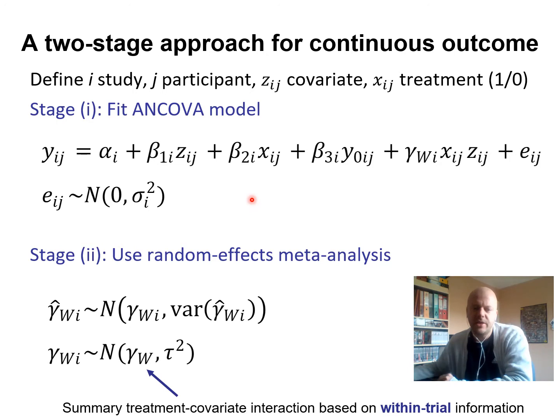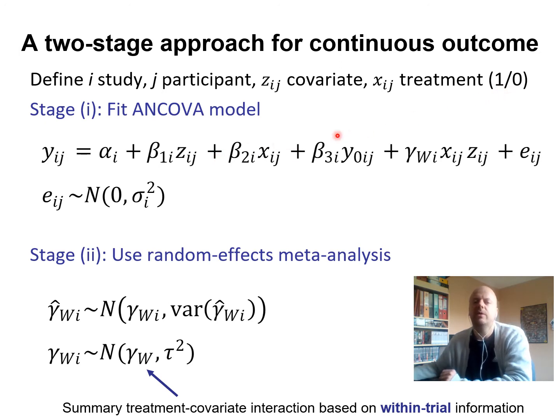So in a two-stage approach, the first stage is going to need us to estimate the interaction, so the interaction between the treatment effect and the patient-level covariate of interest. And then in the second stage, we're going to pool those interactions. So let us denote study by i, participant by j. My covariate of interest I'm going to call Z, and X is going to be my treatment, which I'm coding 1 for treatment and 0 for control.